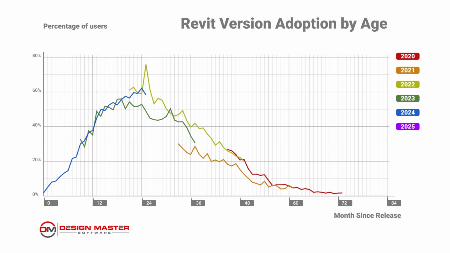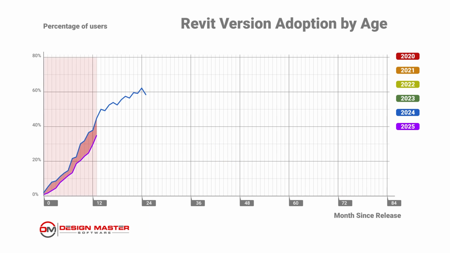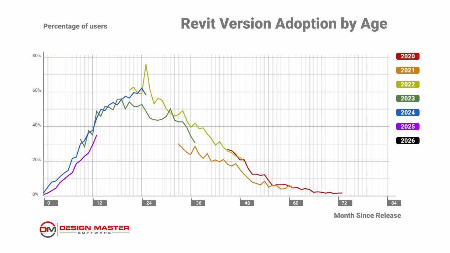Then we can add Revit 2025. Again, we have a little over a year of data on this version. Doesn't appear to be as popular as Revit 2024 was. And again, for completeness, let's throw Revit 2026 on there. We've only got 2 months of data, not a whole lot to see here.